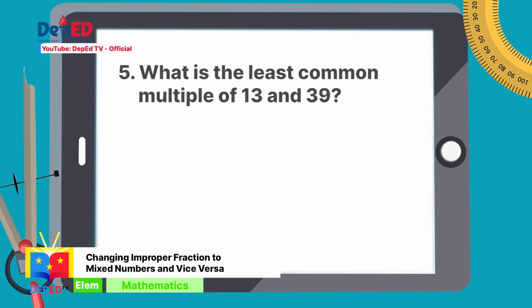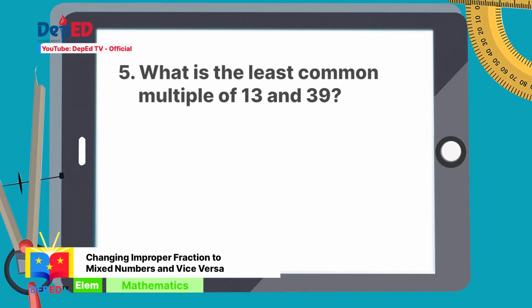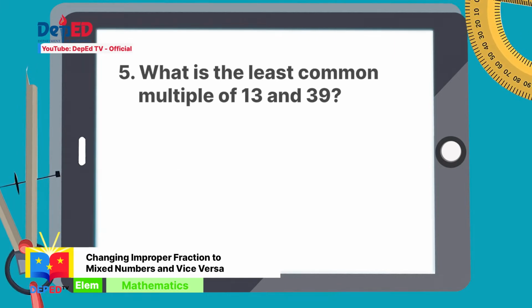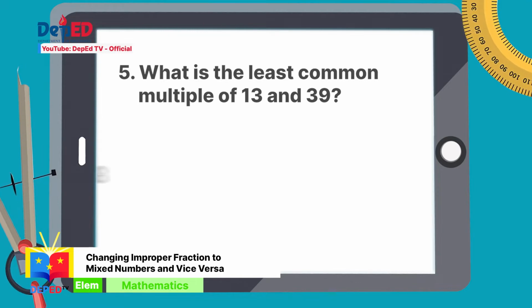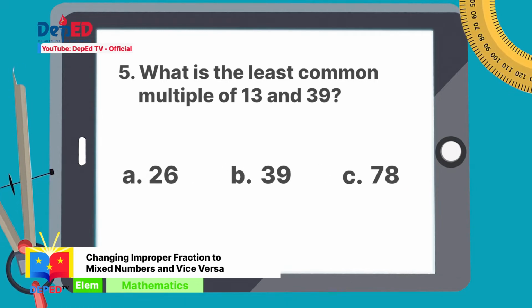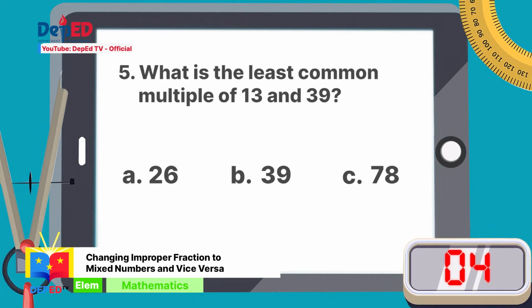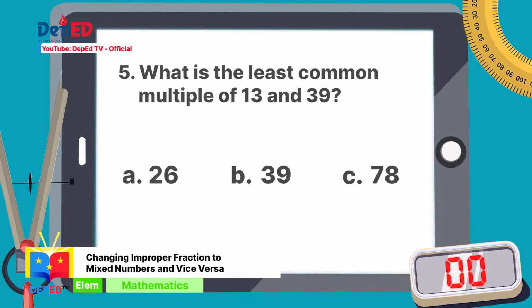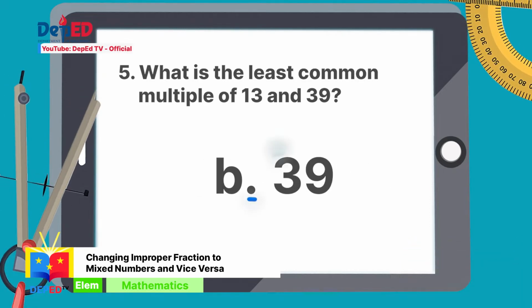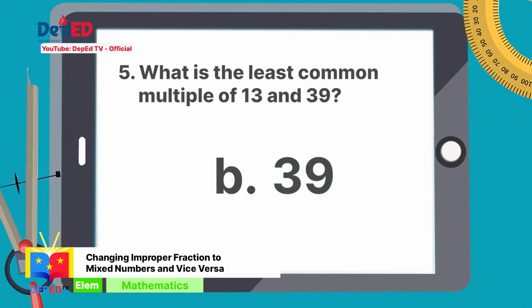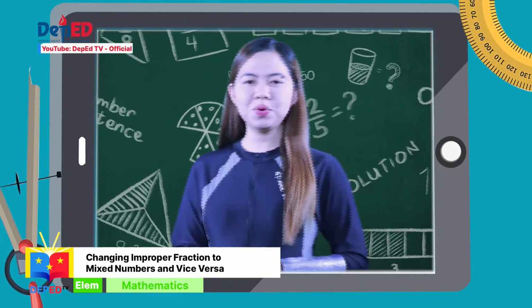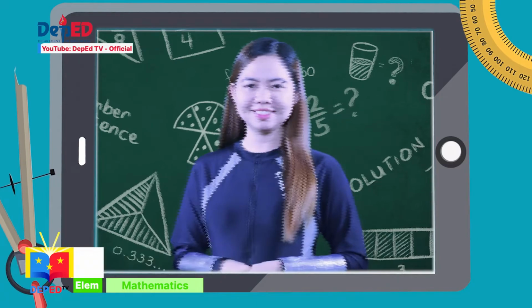Number 5. What is the least common multiple of 13 and 39? A. 26, B. 39, C. 78. "39", you got the correct answer. Did you get it all correctly? Keep up the good work, Mathly buddies.